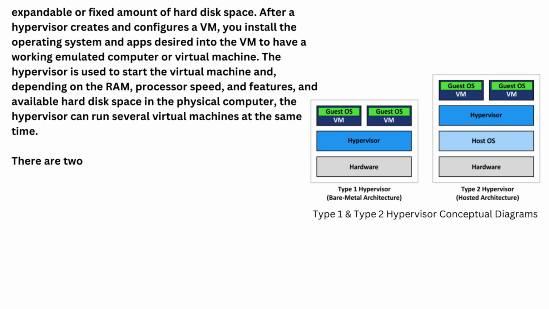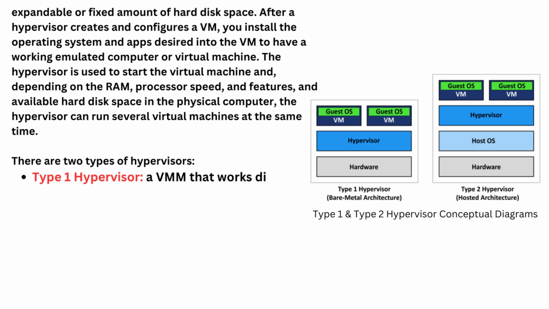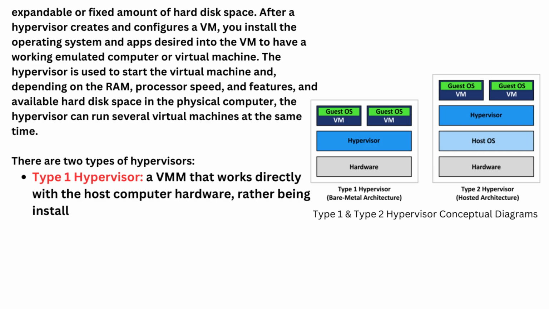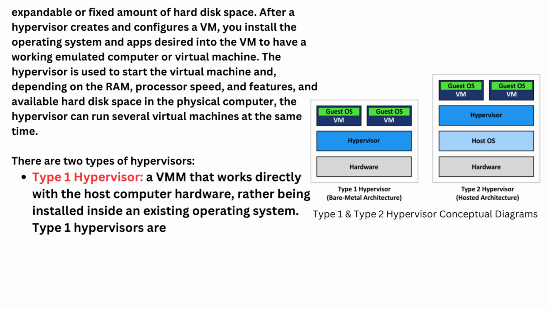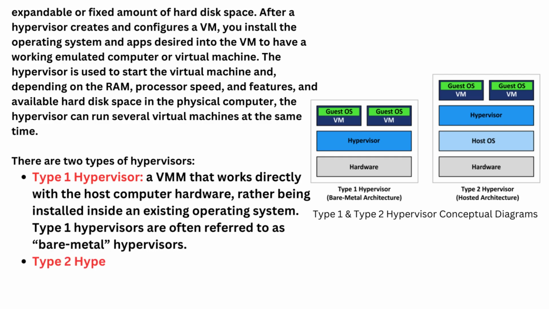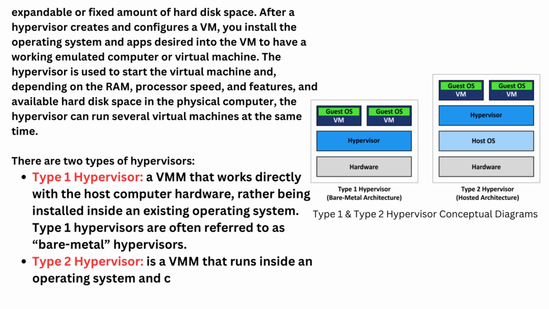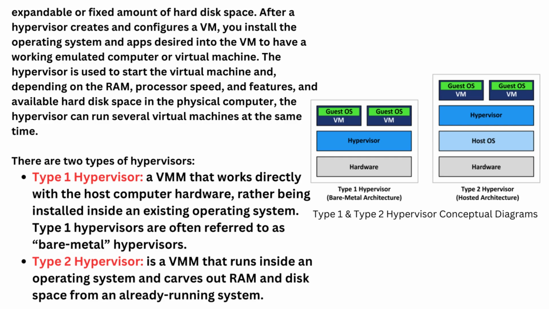There are two types of hypervisors. Type 1 hypervisor, a VMM that works directly with the host computer hardware, rather than being installed inside an existing operating system. Type 1 hypervisors are often referred to as bare metal hypervisors. Type 2 hypervisor is a VMM that runs inside an operating system and carves out RAM and disk space from an already running system.